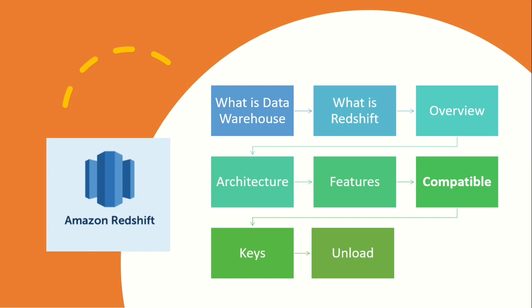I'm back with another video on AWS services. I'm going to cover the Amazon Redshift part here, and the contents are: what is a data warehouse, what is Redshift, its overview, what is its architecture and its features, and how it is going to be compatible. And two things are keys and unload functions of Redshift. So let's go into the details.